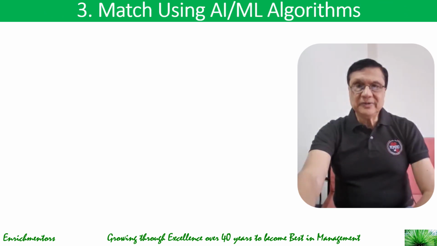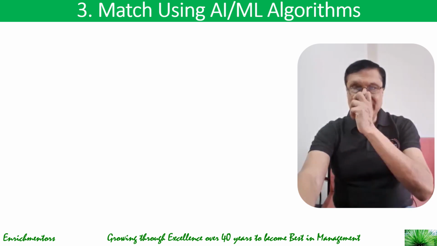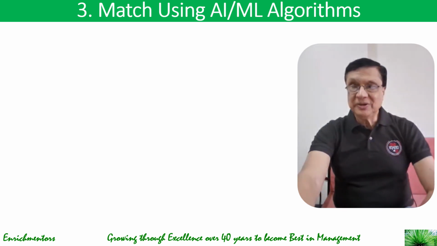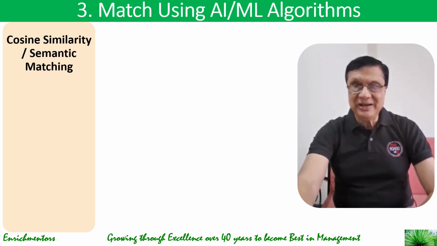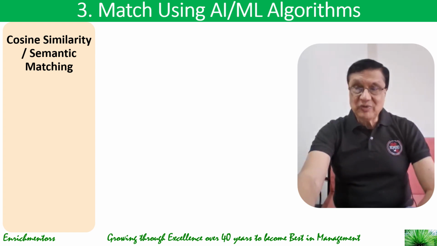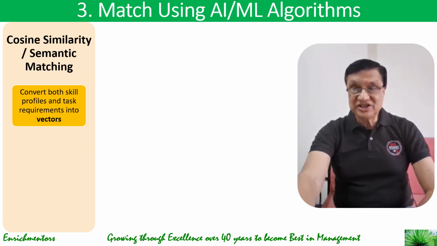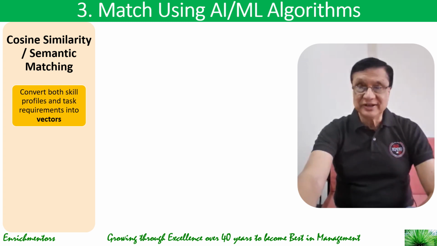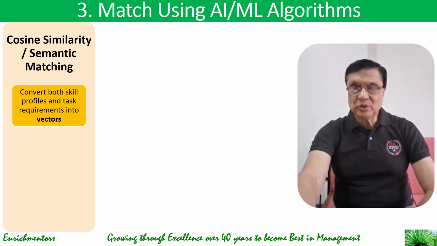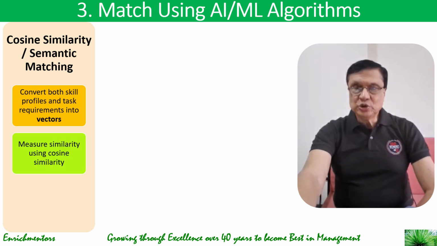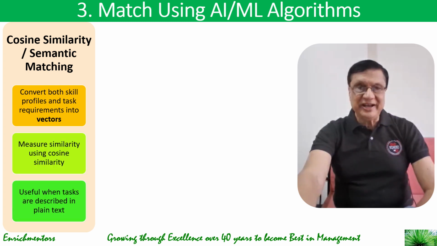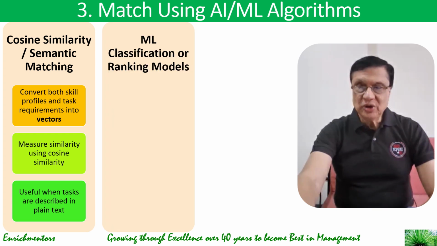Then you match using AI and ML algorithms. And what are the matching approaches? You could use cosine similarity or semantic matching, which is NLP based. There you can convert both skill profiles and task requirements into vectors, which are the digital vectors in computer language. Then you measure similarity using the cosine similarity, and it is useful when tasks are described in plain text, right?